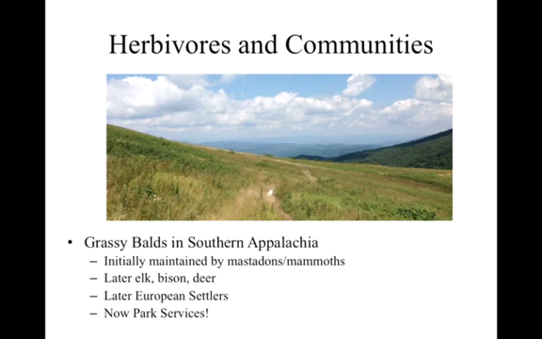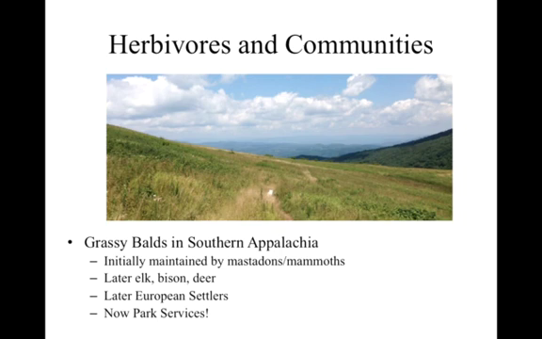And so scientists believe that after the mastodons and mammoths were removed, elk, bison, and deer helped maintain these grassy balds by eating away at all the plants that would otherwise encroach. Of course, we removed the elk and the bison. The deer are still there. And then probably what happened was that European settlers maintained the balds by, again, cutting back mountain laurel and rhododendron that would otherwise grow in.